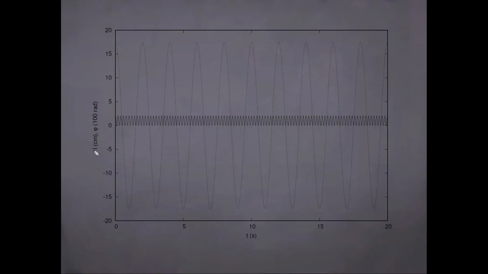So L, the stretching given in centimeters, is the continuous line, and the angular displacement given in radians multiplied by 100 is the dashed line, both as a function of time. And what we observe is, of course, just simple harmonic motion independent in the two coordinates.